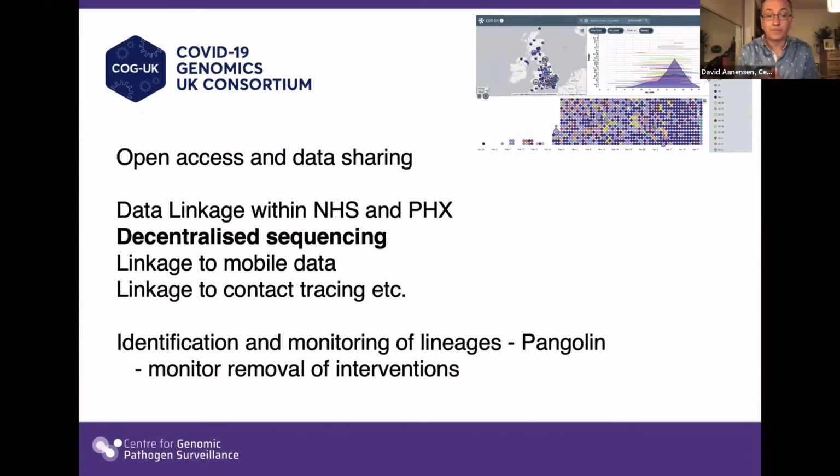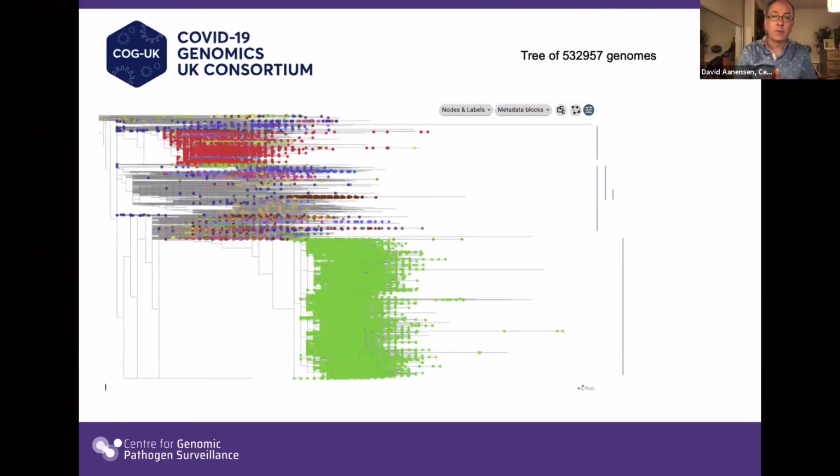tracing, etc. And another key thing that's come out of this is the rapid identification of these lineages, these variants that are emerging all the time. So big trees are produced.